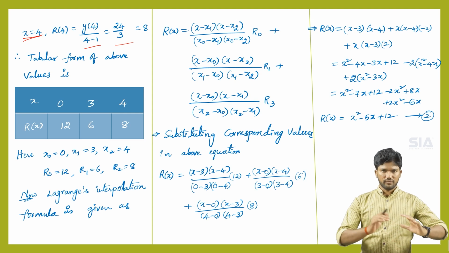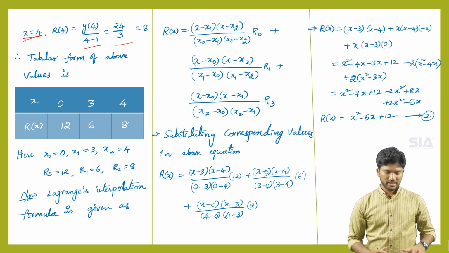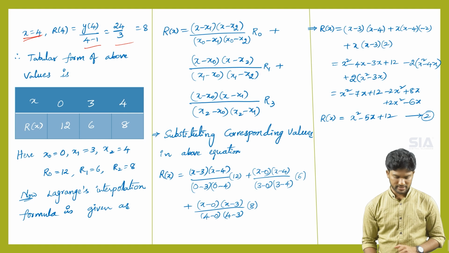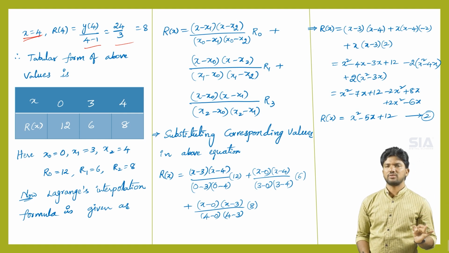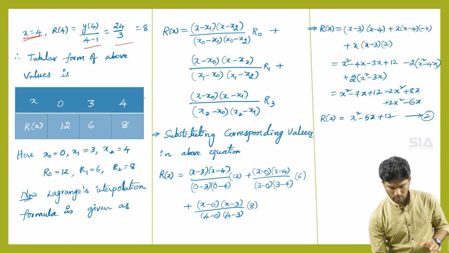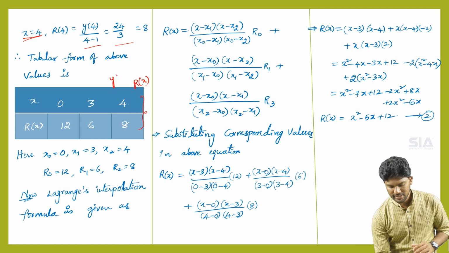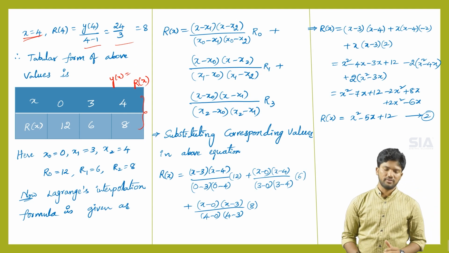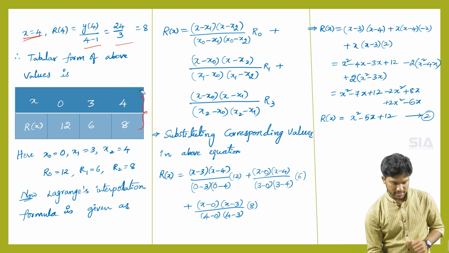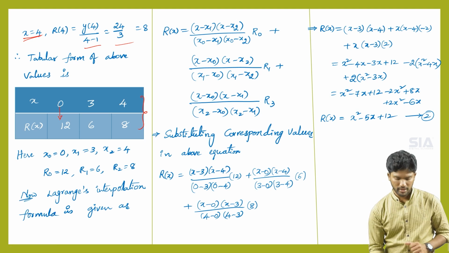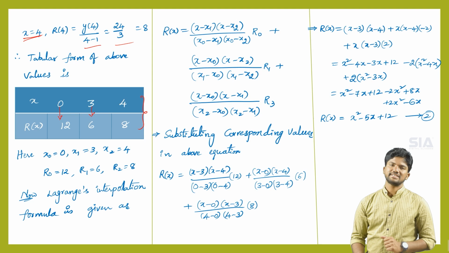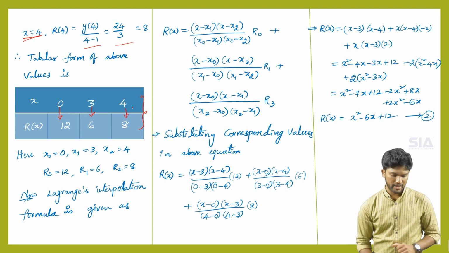So therefore, after using all these values, the tabular form of the above values is, for x is equal to 0, x is equal to 3 and x is equal to 4. This total table belongs to R of x, where the function y of x is equal to x minus 1 into r of x. So therefore the function is r of x. For x is equal to 0, we have the r of x function 12. For x is equal to 3 we have 6 and x is equal to 4 we have 8.